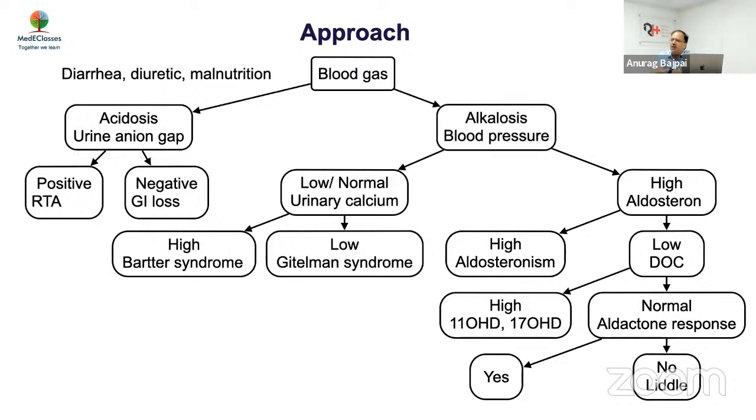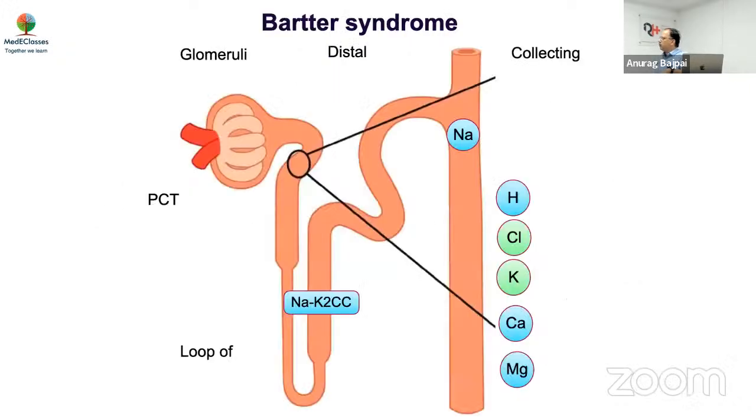If you are dealing with alkalosis and your blood pressure is low or normal, you are dealing with malnutrition, Gitelman syndrome, Bartter syndrome. These are the sort of differentials, and of course, diuretic use. So that you have to be aware of in that scenario. And this is what we're going to look at.